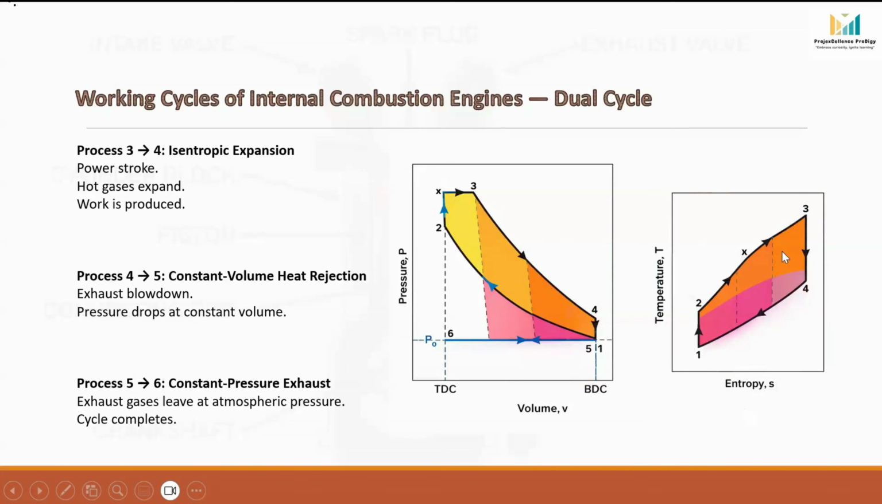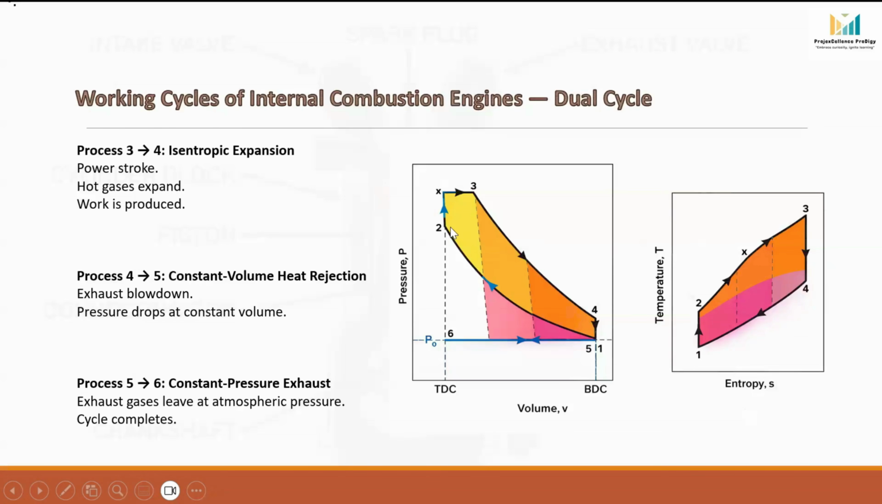Now let's understand the temperature entropy diagram of the dual cycle. On this diagram, the vertical axis represents temperature and the horizontal axis represents entropy. Process 1 to 2, isentropic compression. You can see a vertical line going upward, which means entropy remains constant while temperature increases.